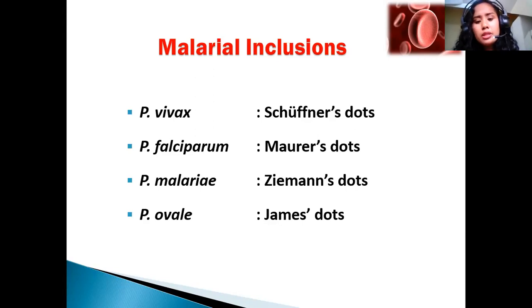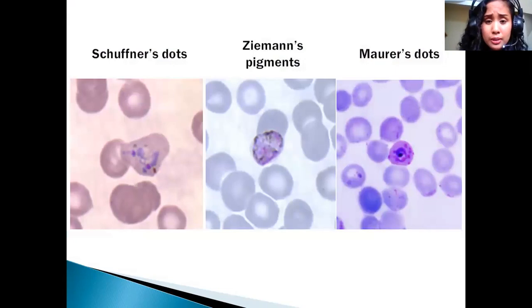So guys, I just want to give this to you. So we have the 4 species of the different types of malaria. We have Plasmodium vivax. So you can see Schüffner's dots, Maurer's dots, Ziemann's dots, and James dots. Theoretical na lang muna. So those are the malarial inclusions. So your Schüffner's dots look like this.